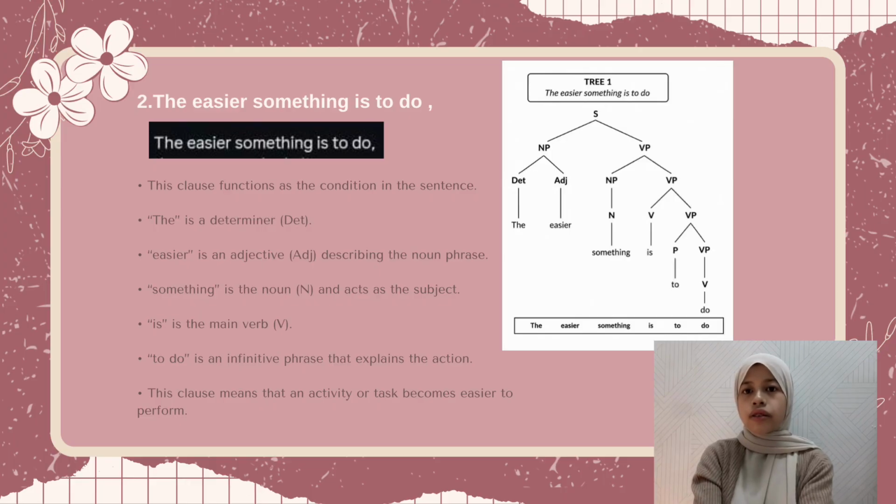So I will explain the next sentence, which is "The easier something is to do, the more people do it." So for the first tree diagram, the clause is "the easier something is to do." This clause consists of a noun phrase and a verb phrase. In the noun phrase, "the" functions as the determiner and "easier" functions as the adjective. The noun phrase refers to "something." In the verb phrase, the verb is followed by the infinitive phrase "to do." This clause expresses the condition that an action becomes easier to perform.